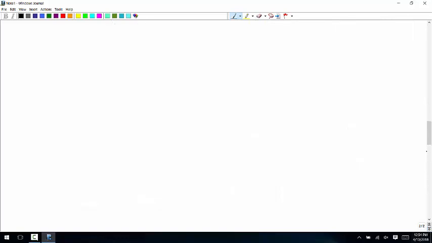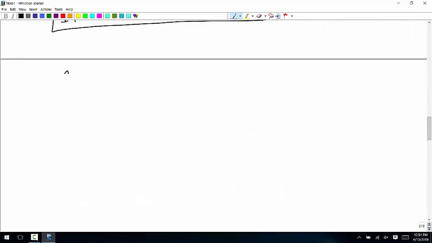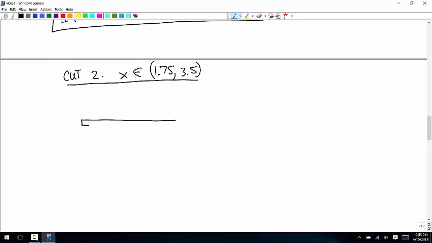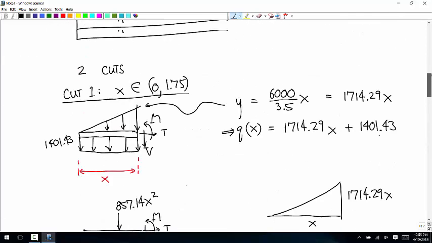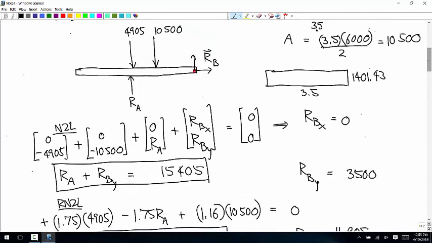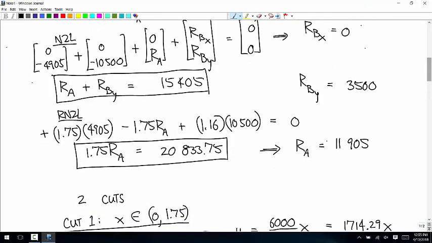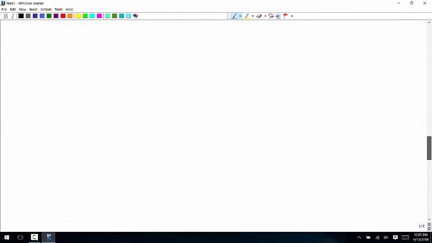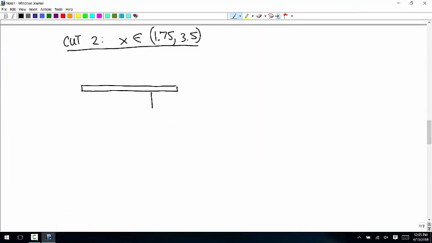Okay, and then cut 2. This is for x's between 1.75 and 3.5. So now we do have that force RA. We calculated that before. 11,905. So that's in here somewhere.